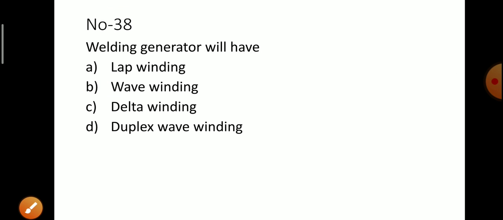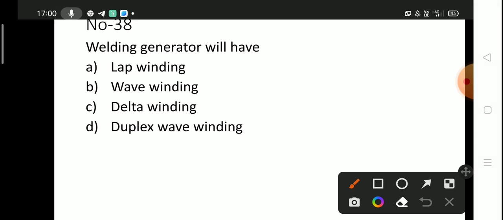38. Welding generator will have: A. Lap winding, B. Wave winding, C. Delta winding, D. Duplex wave winding. And the right answer is A. Lap winding.